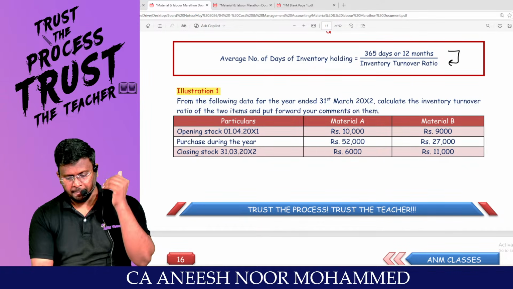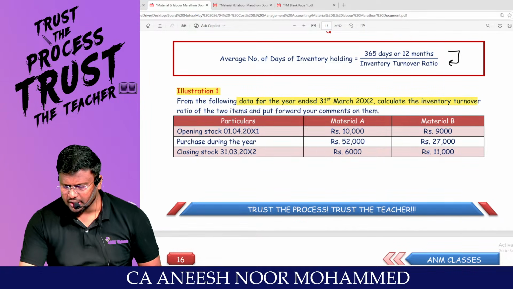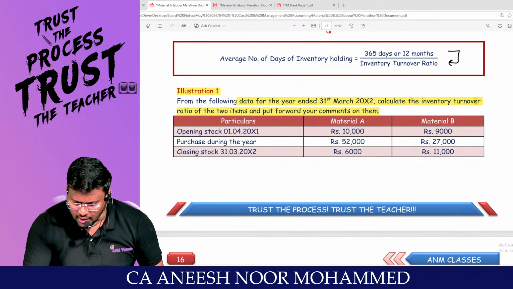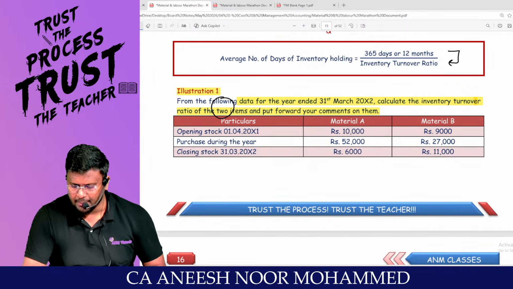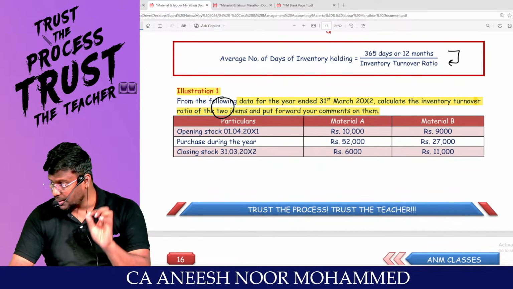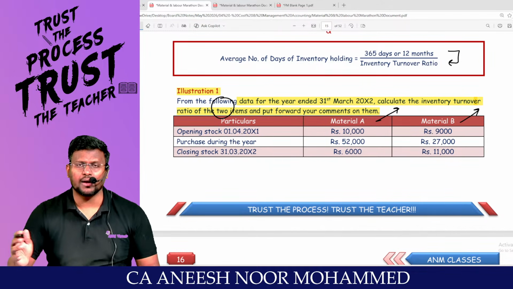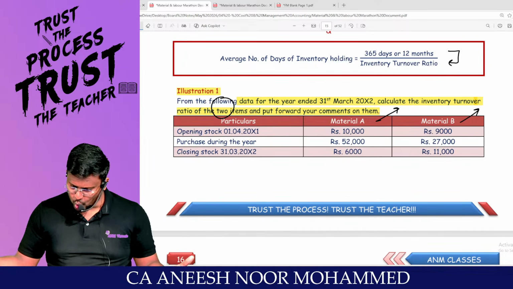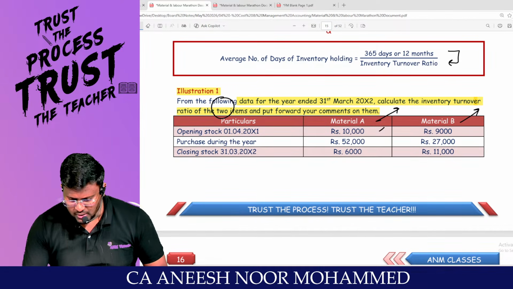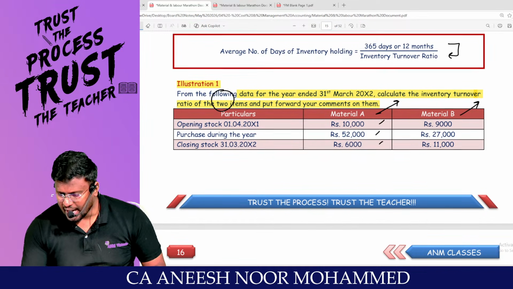From the following data for the year ended 31st March, calculate the inventory turnover ratio of two items and put forward your comments on them. This may be a 5-mark question. You have two raw materials, A and B, in the stores. Opening stock is 10,000, purchases are 52,000, and closing stock is 6,000.